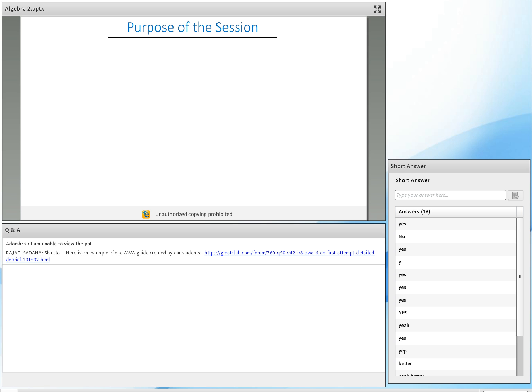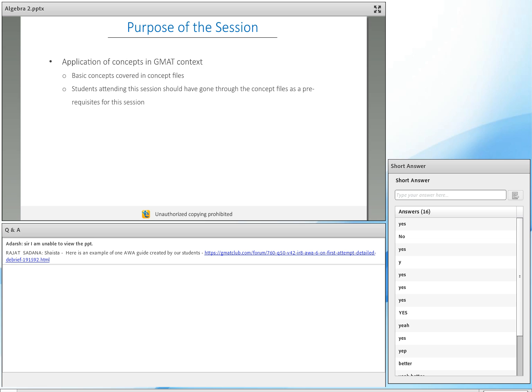Okay, so what we're going to do in this session is, I understand where you guys are at now in terms of what you feel your problems with algebra are. So I'm going to talk about the basic concepts which are tested on the GMAT with regards to algebra. I'm not going to be teaching you those concepts, as a number of you are very comfortable with algebra, but I'm going to be talking about how you apply those concepts in the context of the GMAT.